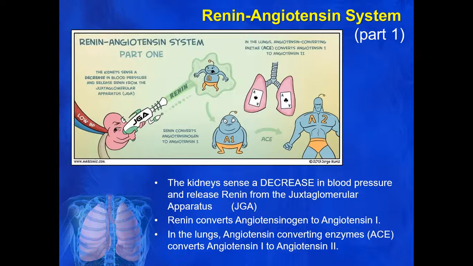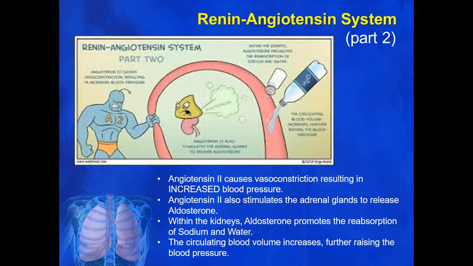Renin then converts angiotensinogen to angiotensin 1. In the lungs, angiotensin converting enzyme, known as ACE, converts angiotensin 1 to angiotensin 2. In part 2, angiotensin 2 causes vasoconstriction, resulting in increased blood pressure.